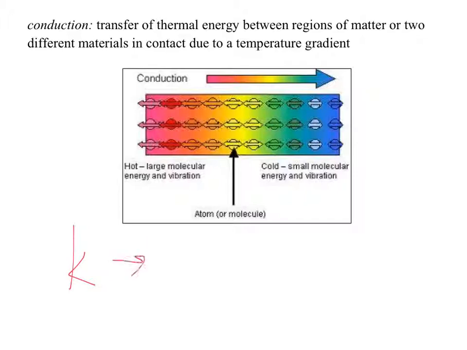Conductive coefficient. Okay, conductive coefficient. So metals are traditionally good conductors of thermal energy. Gases. A gas is generally not a good conductor of thermal energy. It is not a good conductor. Now, let's take this idea and keep going with it before we get to convection.